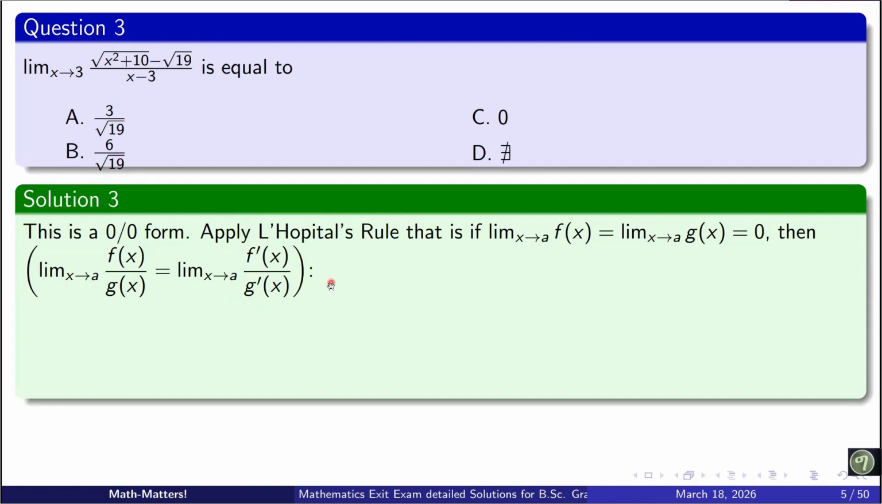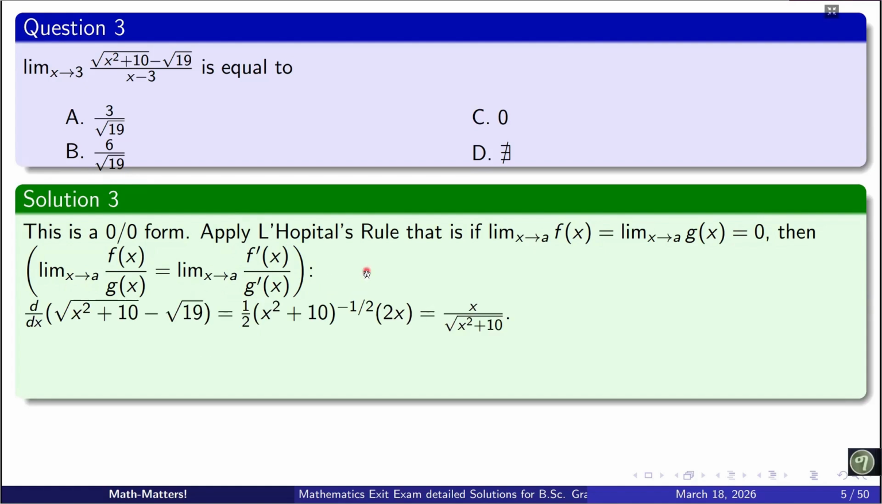Therefore, the derivative of the numerator, that is the square root of x squared plus 10 minus 19, we have to take the exponent, that's 1 over 2 the coefficient here. We have x squared plus 10 to the 1 over 2 minus 1, which is negative 1 over 2. That's chain rule, times 2x, which is the derivative of x squared, so this is equivalent to x over the square root of x squared plus 10.